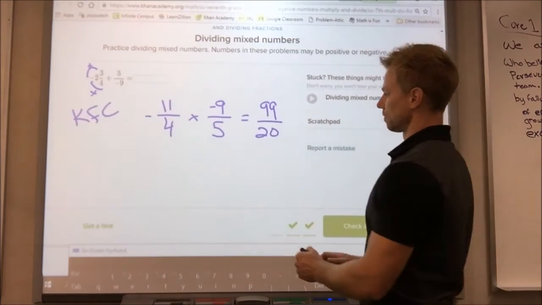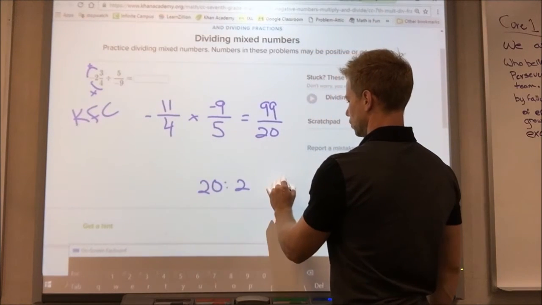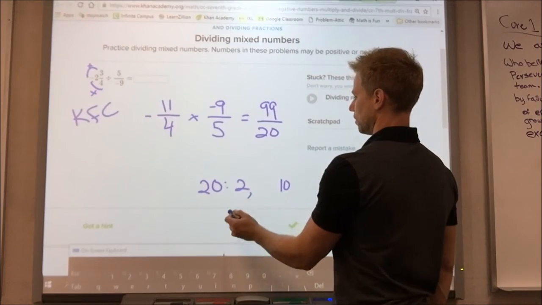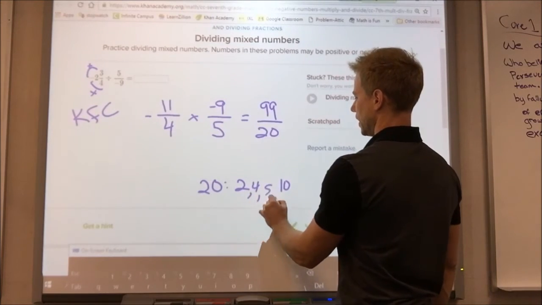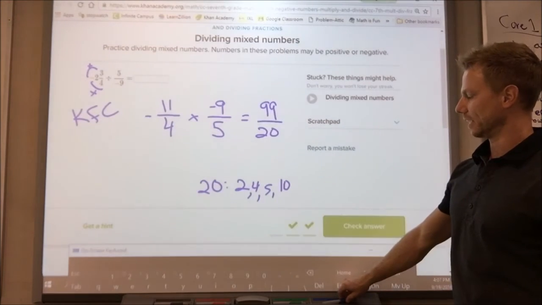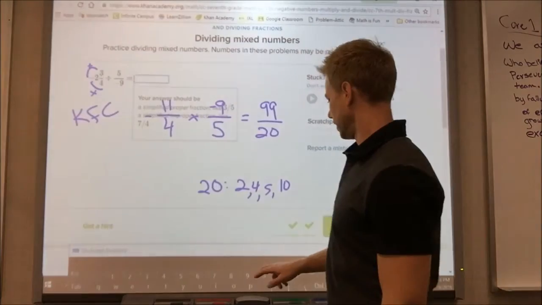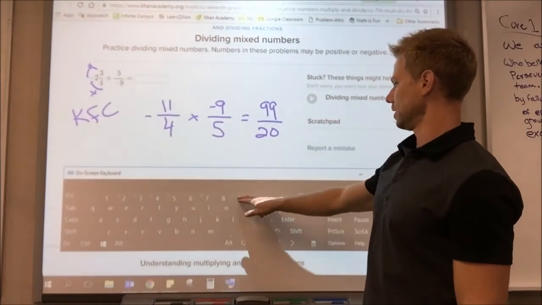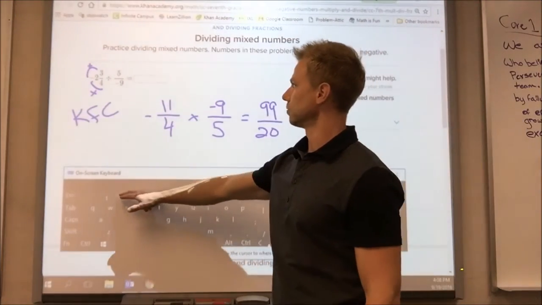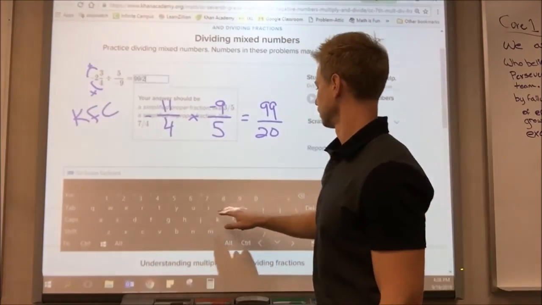So if I wasn't sure, I could list out factors. Like 2 goes into 20 10 times. 4 goes into 20 5 times. None of those go into 99 evenly. Okay, so that would be my final answer, just the way it is. 99 out of 20.